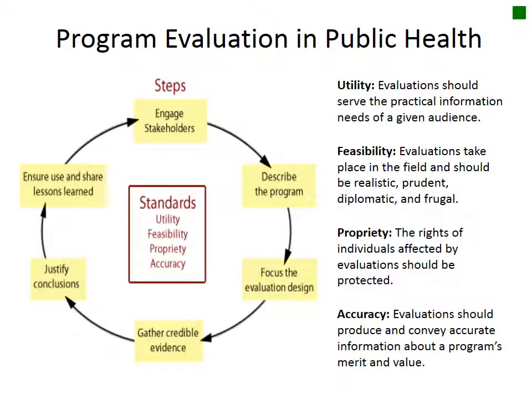This is another framework that shows the evaluation process. It is circular in nature. You see the steps on the outer circle, and when you follow this circle stepwise, you have to understand what standards are used: the standards of utility, feasibility, propriety, and accuracy. Evaluations should serve the practical information needs of a given audience. That's utility. Then, is it realistic? Is it prudent? Is it diplomatic? Is it frugal? Are the rights of individuals affected by the evaluation protected? So think about the human rights issues when doing a program evaluation.